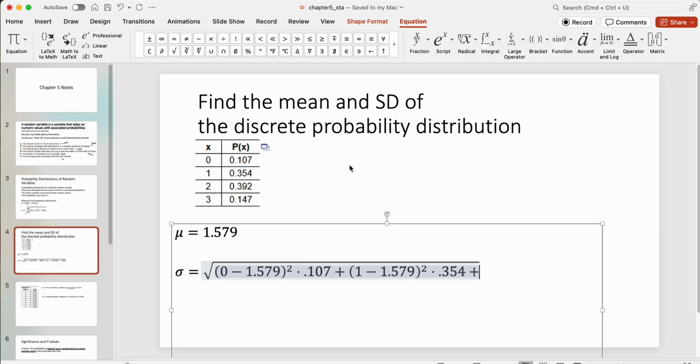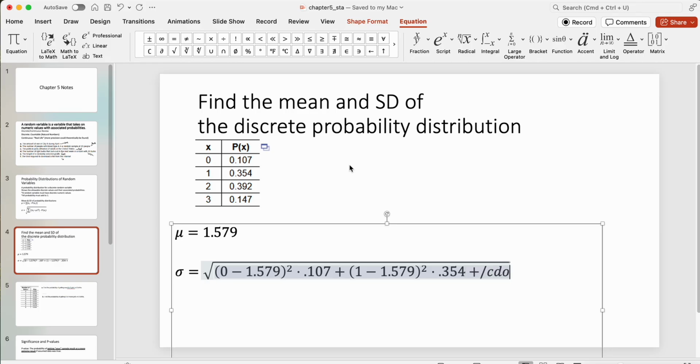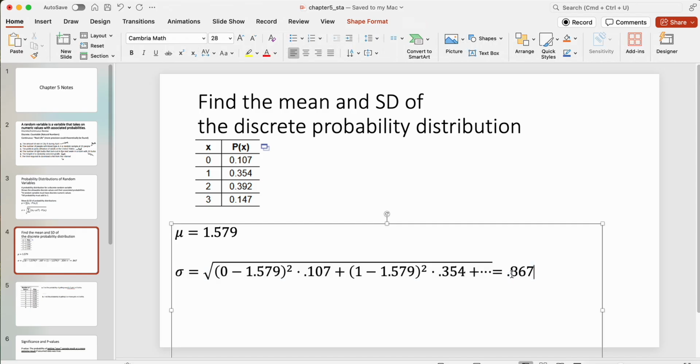And at that point I'm going to write plus, and I'm going to write dot dot dot, essentially. There we go. And trust me, when you work all that out, well, let me work that out for a second off screen. Alright, when I ended up typing that in, I got 0.867 as my standard deviation.